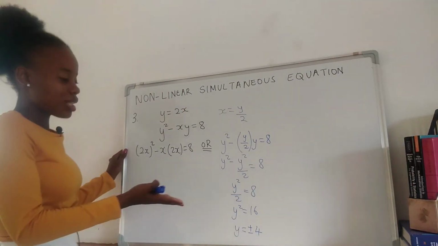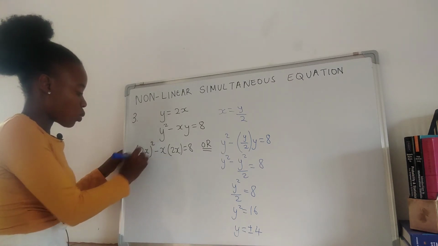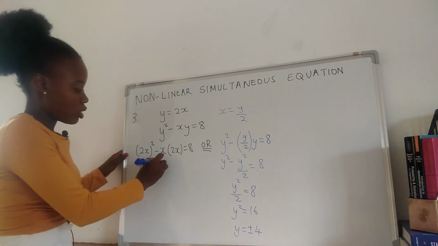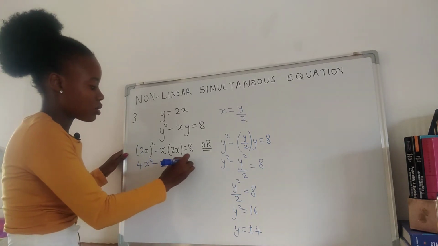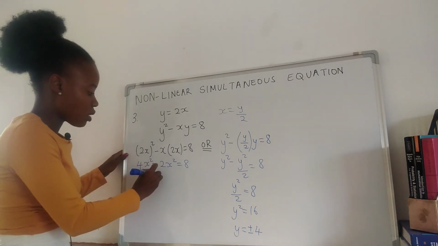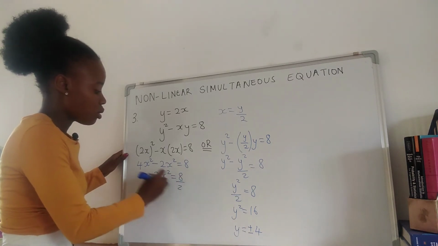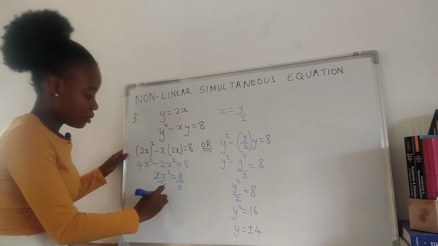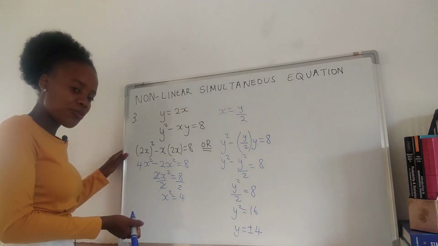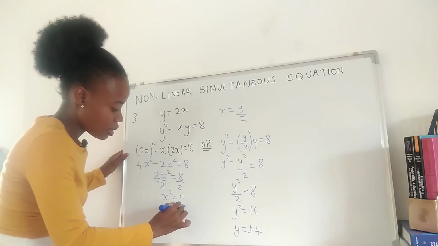Okay? What if you start with x? You're going to have 2 squared is 4x squared minus 2x squared equals to 8. You collect like terms, 4x squared minus 2x squared. You're going to have 2x squared equals to 8. You divide by 2. Then we have x squared equals to 4. You take the square root of 4, and your x is going to be plus or minus 2.